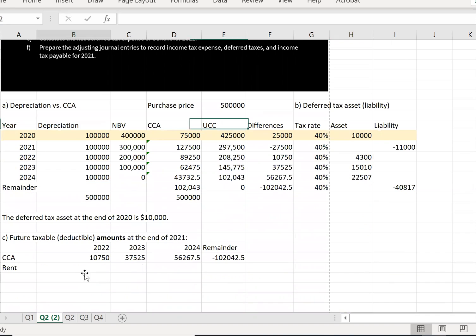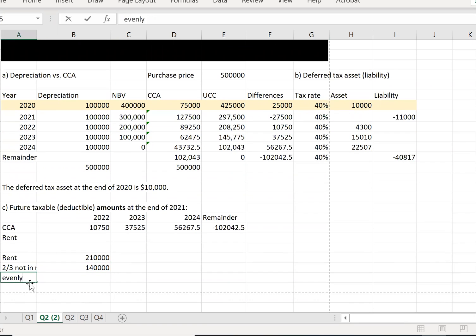So what do we have for rent? Let's just do a quick calc here. The rent was $210,000, right? And we recorded 2/3 not in revenue. So this amount times 2/3 is going to give me 140,000 that's not in revenue, and it's going to be recorded evenly over 2 years. So that's this number divided by 2, which is 70,000 each year up here.